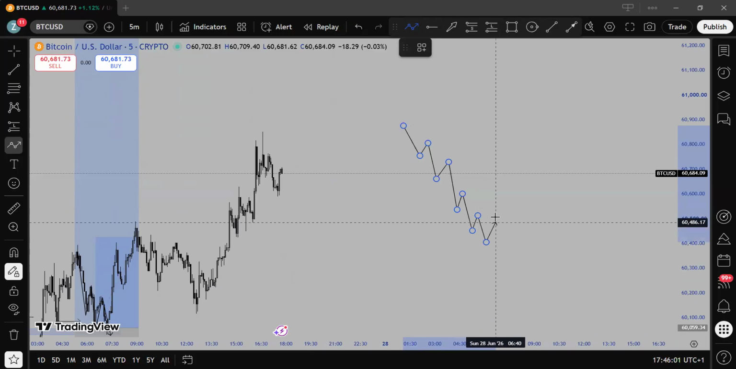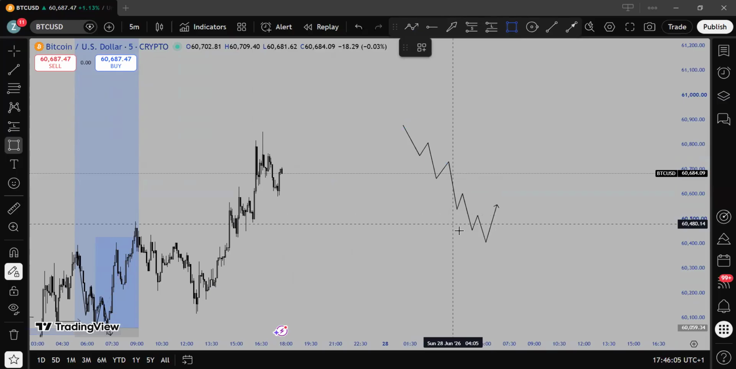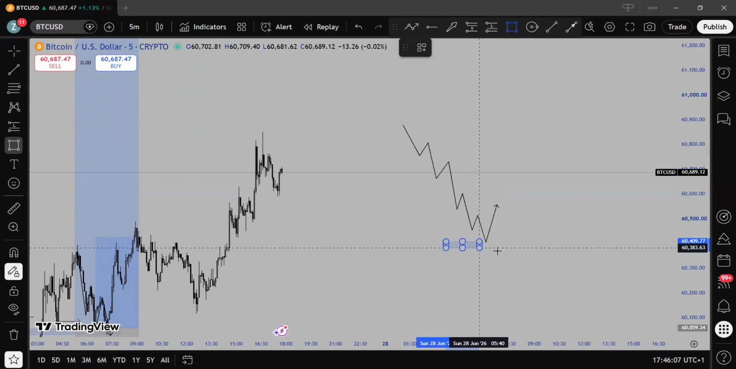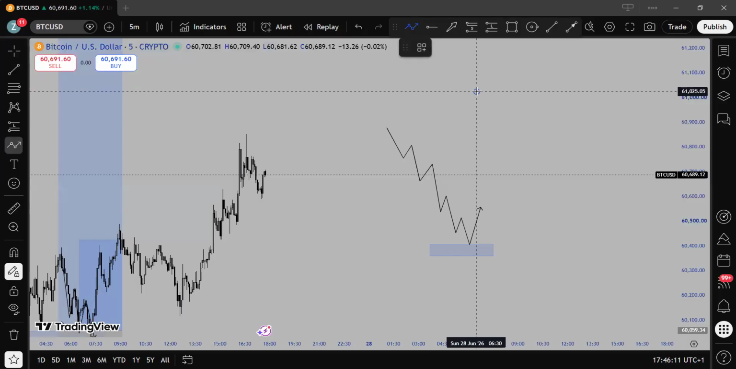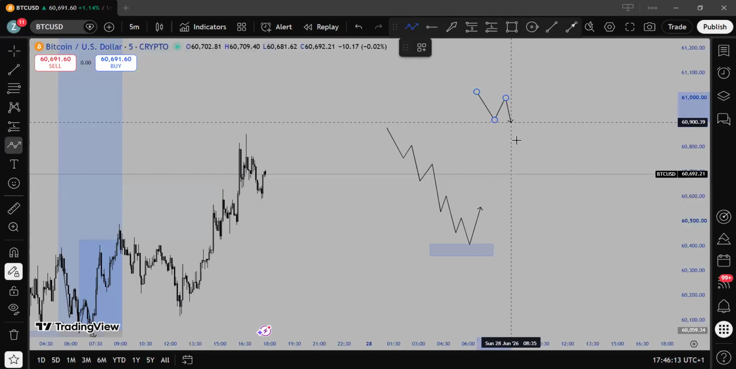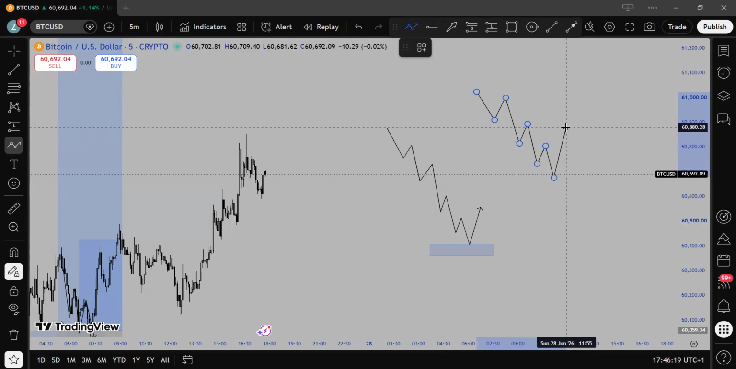Markets to give us a structural shift. And that structural shift should not come from any random zone. It should come from a demand zone. Because sometimes you can see something in the chart like this: higher highs, higher lows, higher highs, higher lows, higher highs, higher lows. Then you see a higher low. Market gives you a structural shift.